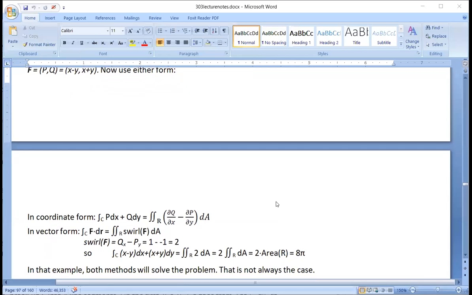So in this case, I showed you both the old method, doing it by hand, and the new method using Green's theorem, and they both worked. That won't always happen. Let's take a look.